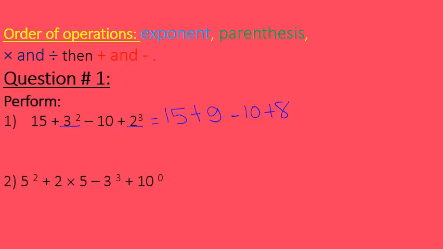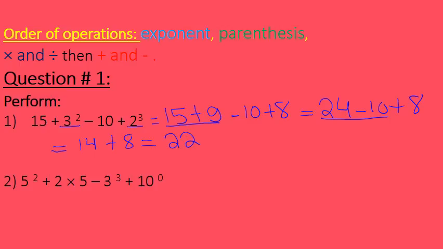Now, which operations do we have here? Addition and subtraction. When we have addition and subtraction, we start from left. So we start with 15 plus 9, Muhammad. 24 minus 10 plus 8. Now also we start from 24 minus 10. 14 plus 8 is 22.